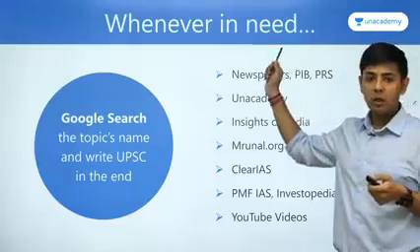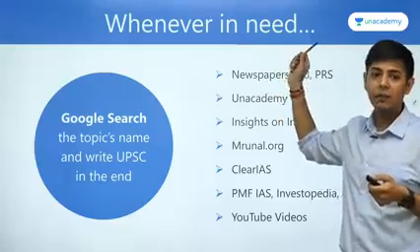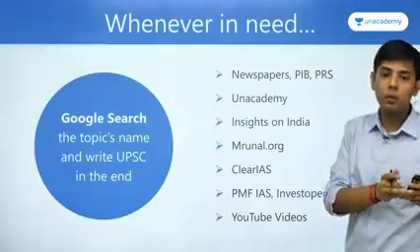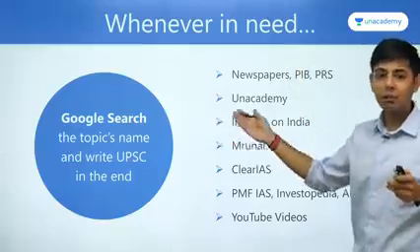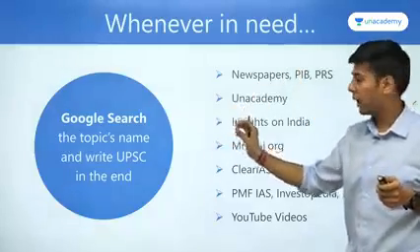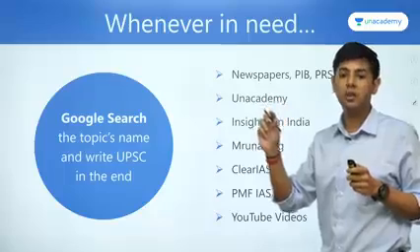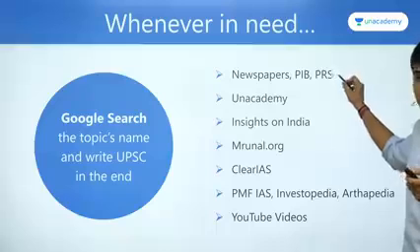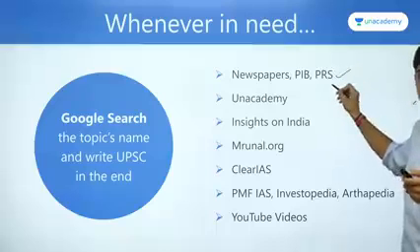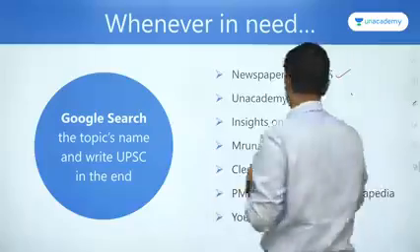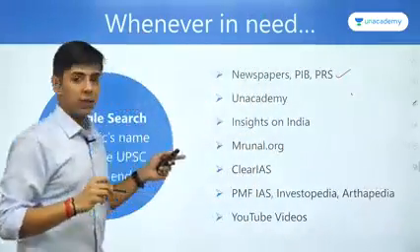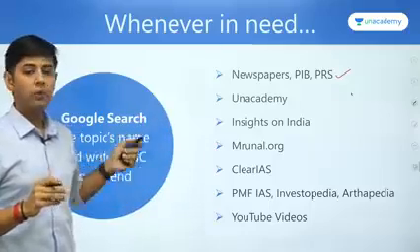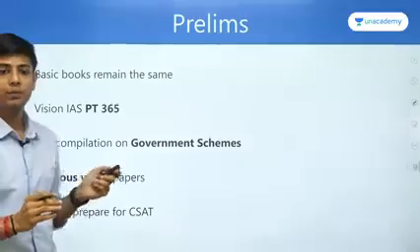And always remember, whenever you are in need and whenever you think that you do not have adequate content, you could not get the content from the books, then Google search, simple. Just type the topic's name and write UPSC at the end of your search. So you will get content from all these sites. You will get it from newspapers, their websites, PIB, PRS, then Unacademy, then Insights on India, Mrunal, all these websites, and YouTube videos, you can refer to whenever you feel there's a shortage of content on a topic.